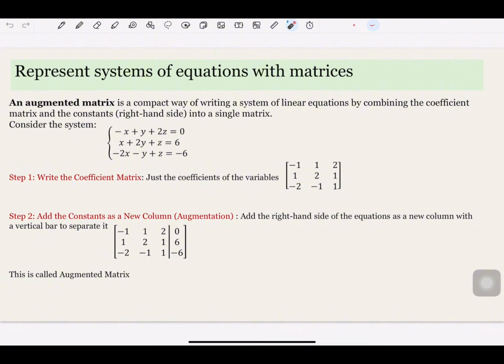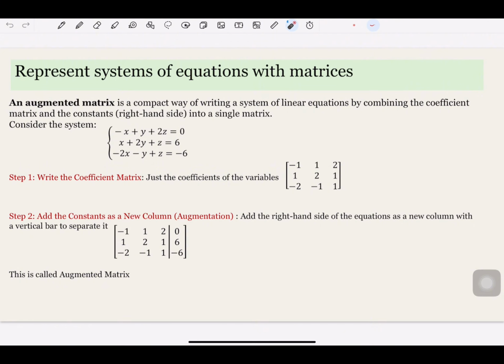Now let's move on to the second step. The second step is to add the constants as a new column. We bring in the right-hand side of the equations, where we have three constants: 0, 6, and -6. We add them as the fourth column of the matrix, separated by a vertical bar to indicate that they are not part of the coefficient matrix but rather the augmented part. This gives us the augmented matrix. So this is called an augmented matrix.